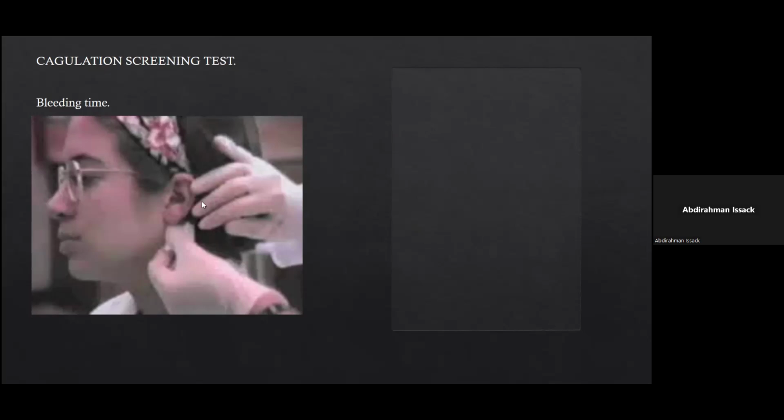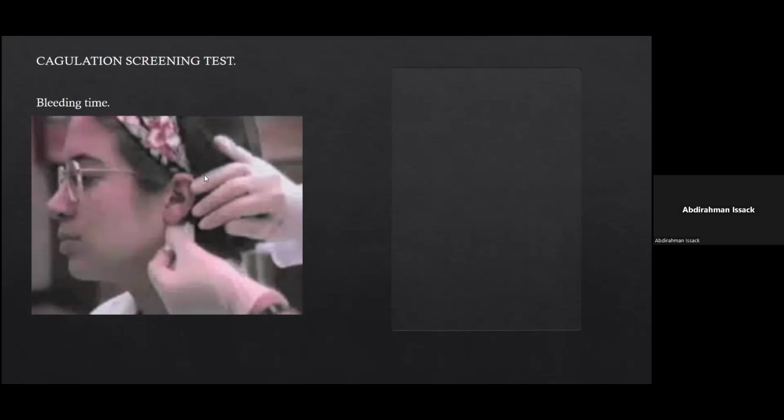For the Ivy, we use the forearm. On the flexor part of the forearm, we apply a pressure of about 40 millimeters of mercury, and you cut a slit of about 3 millimeters. There's the template method where we use a plate cut. Okay, this is the Duke's.